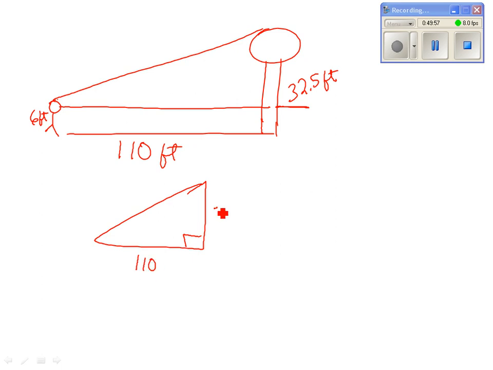What is it? 26.5. That's 110 down there. We're looking for this angle. Without me labeling everything, somebody tell me what I am going to set up? 26 divided by 110. All right, 26 divided by 110.